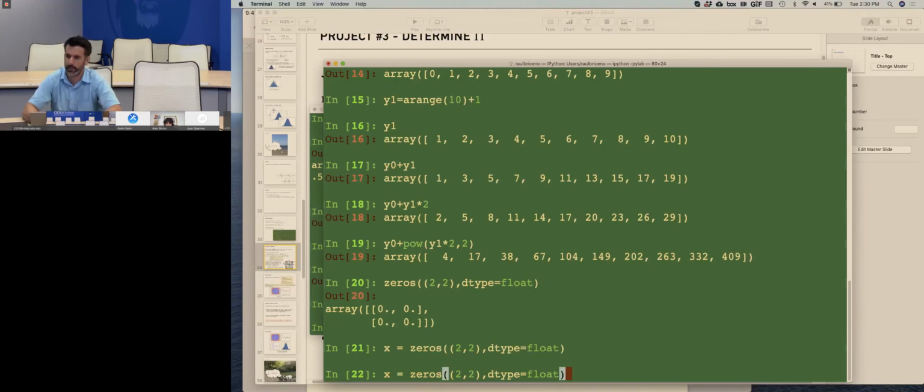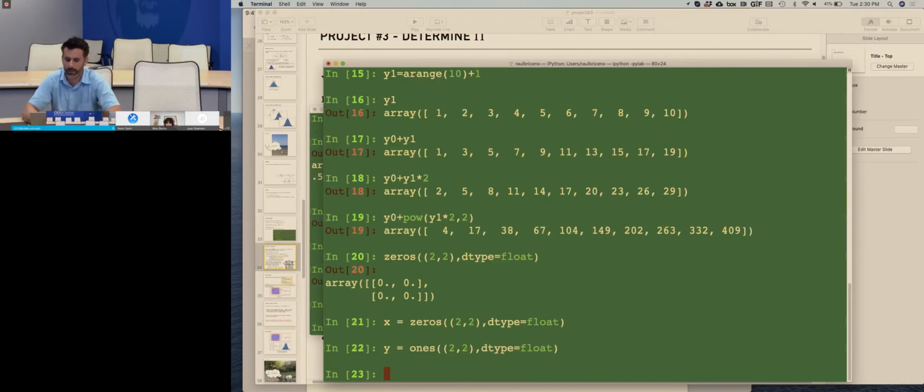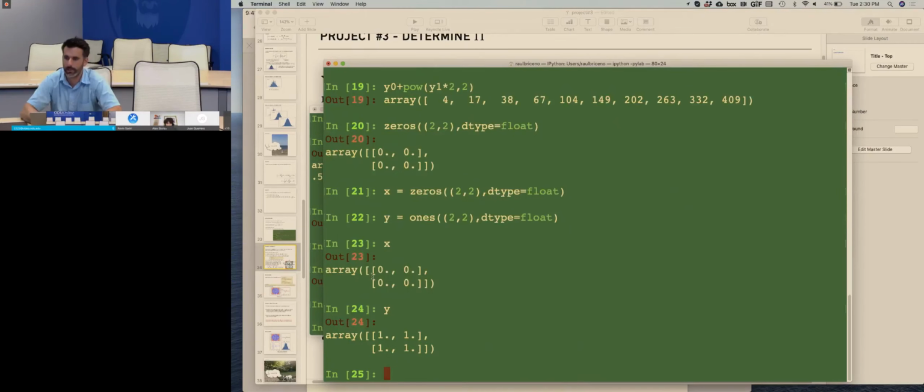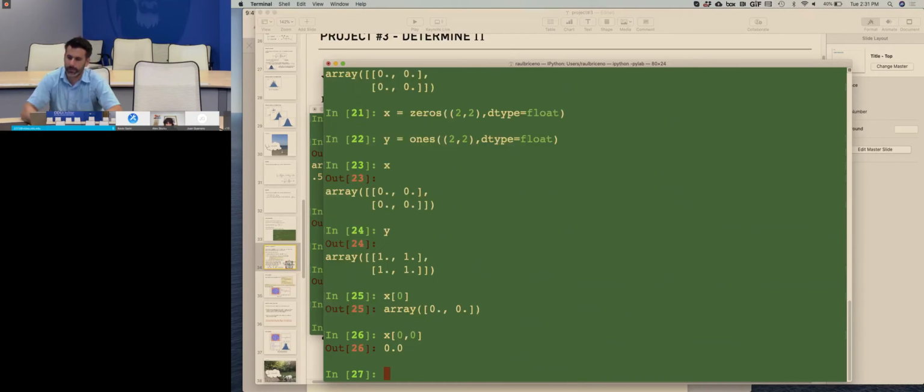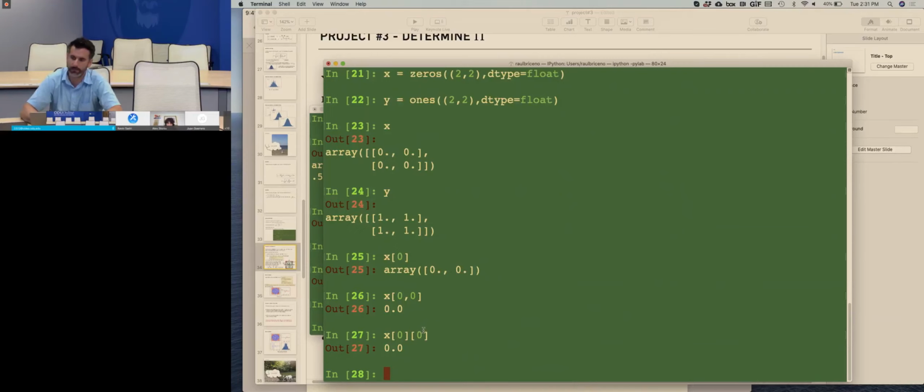Now let me make another one that is not of zeros, but rather of ones. Let's call this one Y. You can guess it is ones. Here is X, here is Y. If I grab the 0 component of X, I think you're grabbing the first row. Then you can grab the 0 component of that, and you have it 2 different ways. You can either do it by 0, 0, or you can grab the 0 component of 0 this way. Either way it would work.